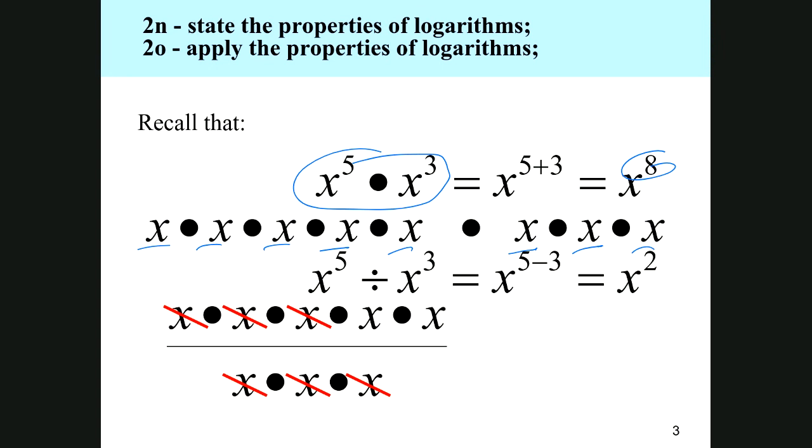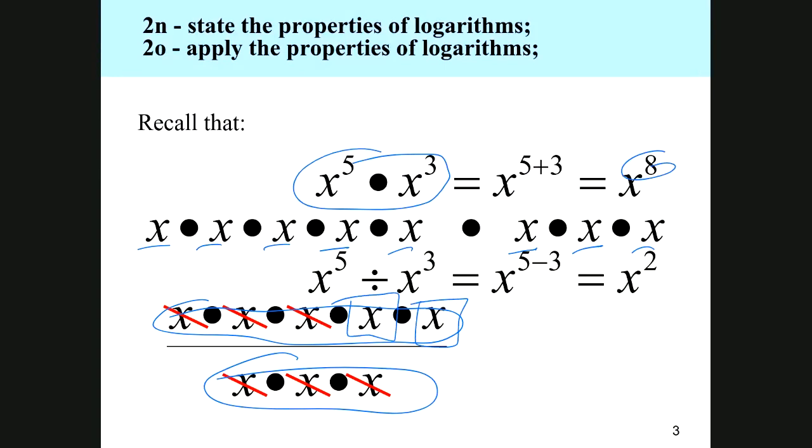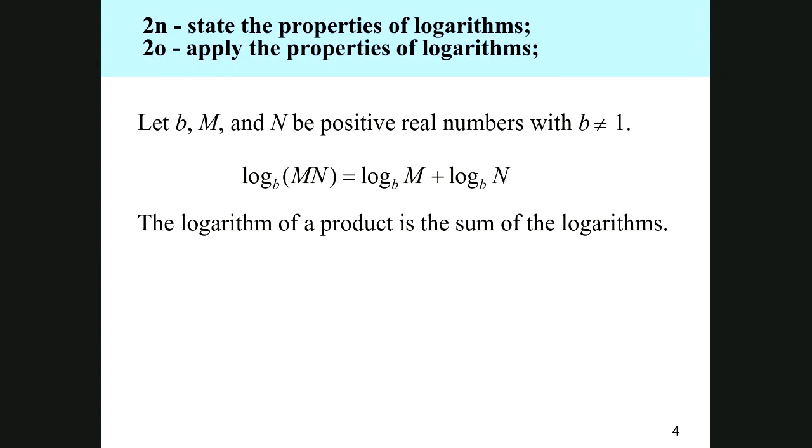In a similar fashion, x to the fifth divided by x to the third. Notice if you write out x to the fifth, that's x times itself 5 times. There's x times itself 3 times. Notice 3 of those x's cancel out, and you're left with just 2 x's. So clearly in this scenario, dividing, you subtract the exponents. All right, so a little review of properties of exponents there. Let's see how that applies in the properties of logarithms.